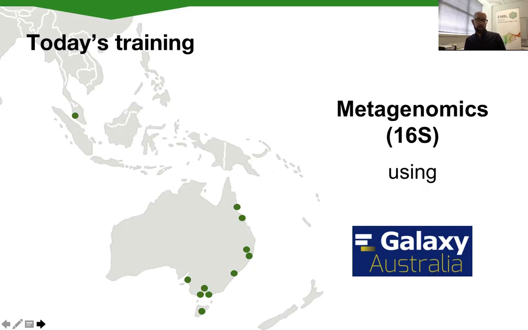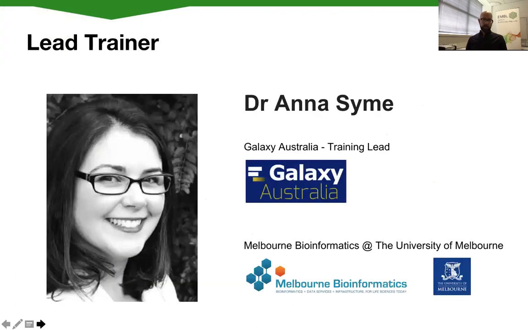Today we have 84 registrants across 11 sites in 5 Australian states and also in Malaysia at Monash, Malaysia. So the lead trainer today is Dr. Anna Syme, who is the bioinformatics training lead on the Galaxy Australia service. And she's based at Melbourne Bioinformatics at the University of Melbourne, where she works on microbial genomics. Her previous research includes studies in crustacean biology and systematics, mapping the evolutionary gain and loss of complex characters, and using molecular data to investigate the speciation rates of taxonomic groups such as Australian grasses. Anna has worked at Museum Victoria, University of California, Santa Barbara, and the Royal Botanic Gardens, Melbourne.